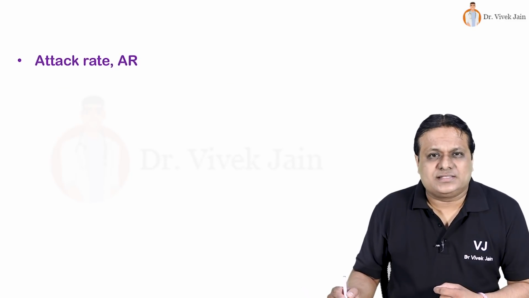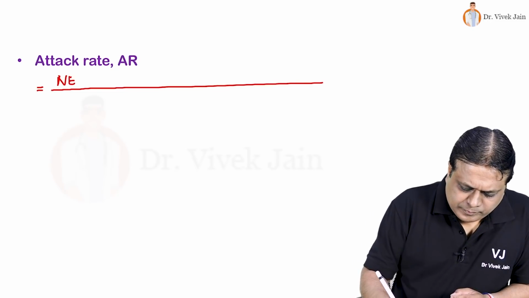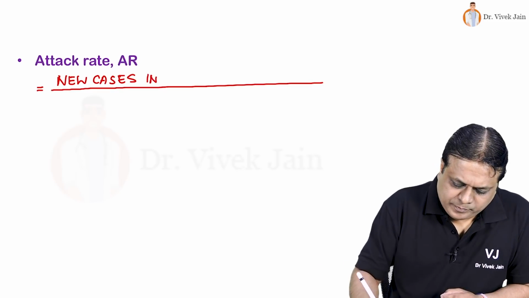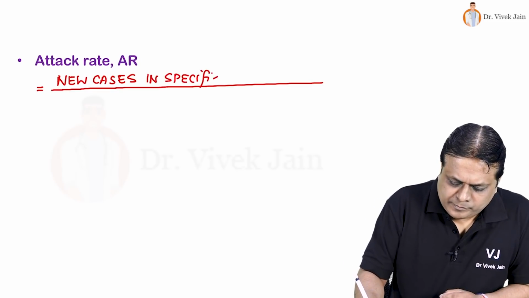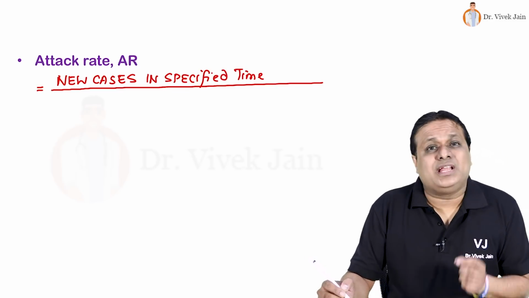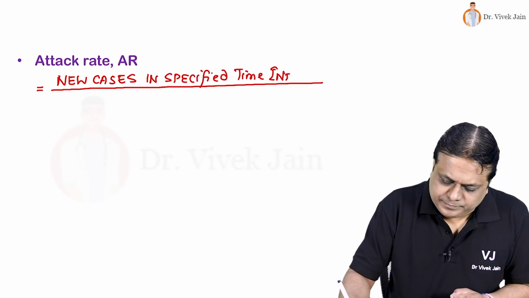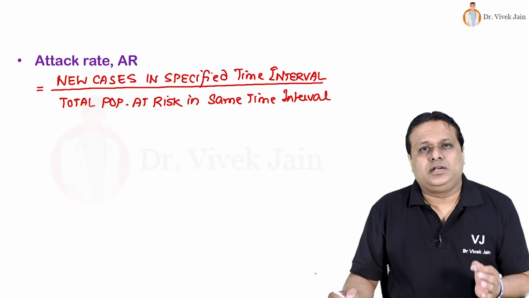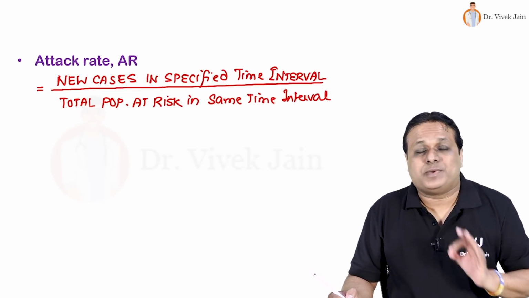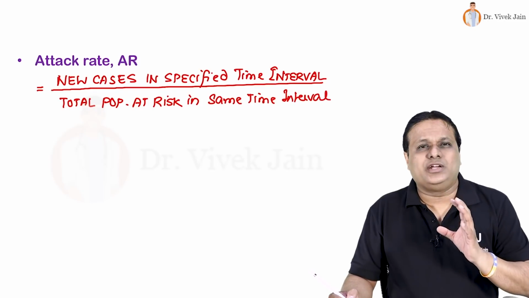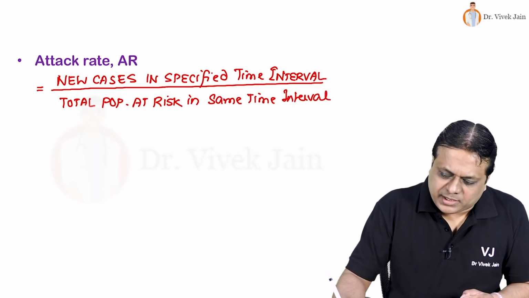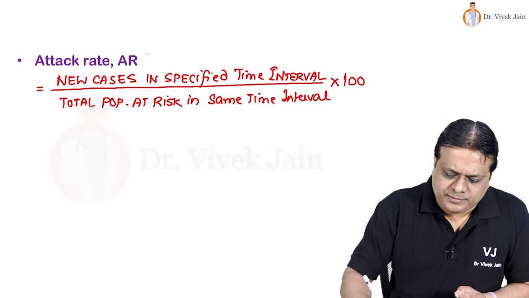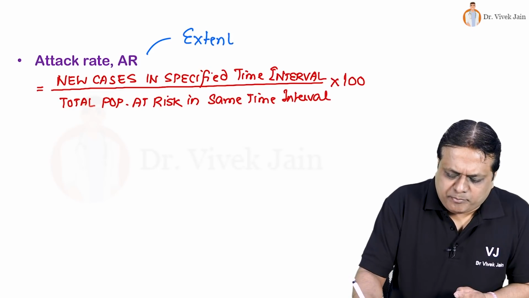Attack rate is defined as the number of new cases of a particular disease in a specified time interval, and the denominator for calculation of attack rate is the total population at risk during the same specified time interval. So you can see numerator and denominator are very similar to incidence, but here the multiplier is 100. And attack rate tells you about the extent of an epidemic.